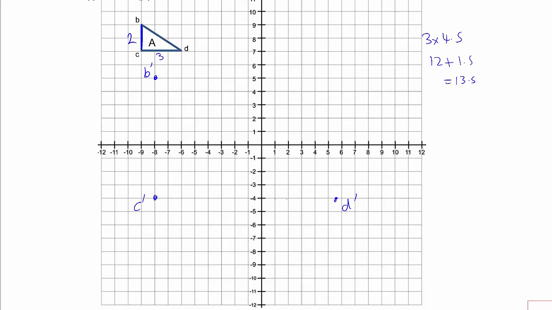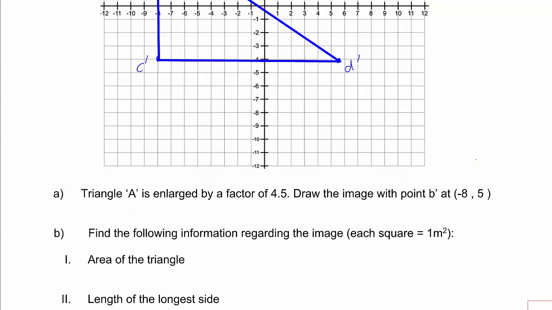Now I'm just going to try and draw this with the straight line tool so that we get a good result. So you should be using a ruler for this, obviously. Okay, so there's my triangle. Okay, so we've done that bit.